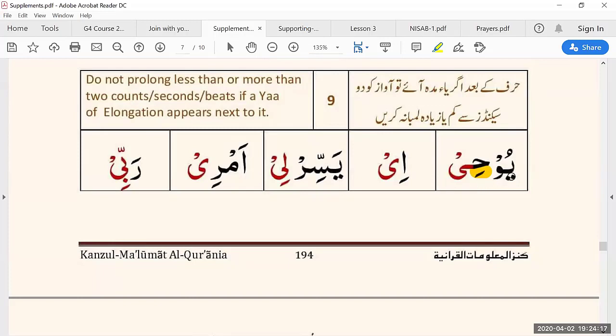Okay. Remember here in this letter we also have vowel of elongation. So we have to prolong both you, he for 2 seconds each. Okay.